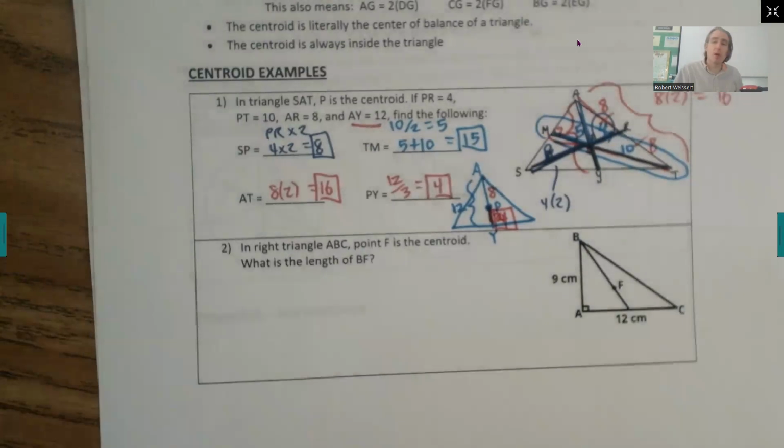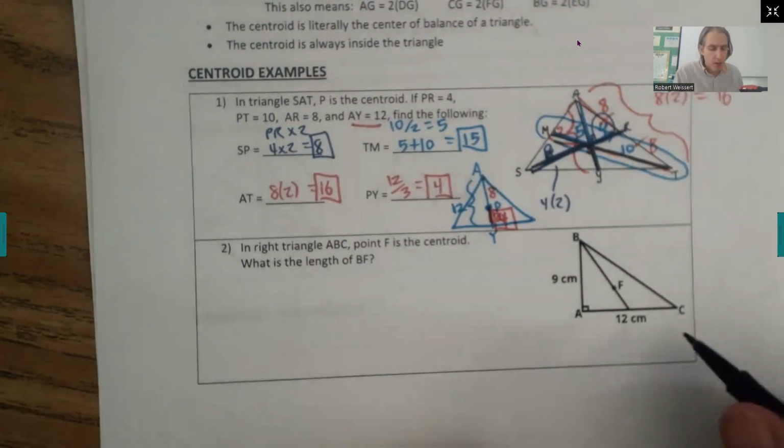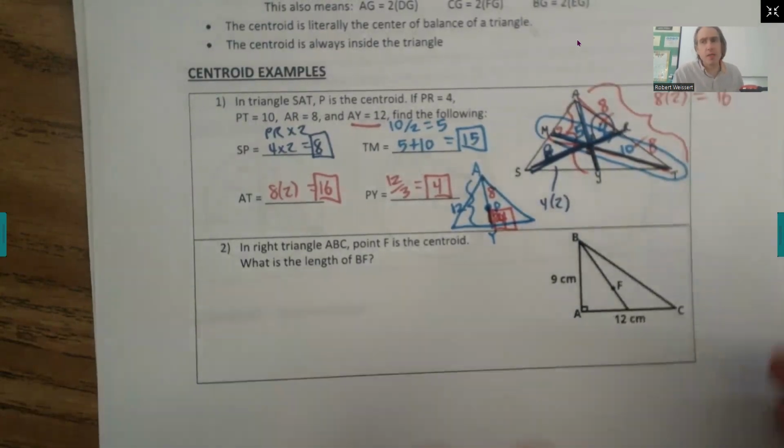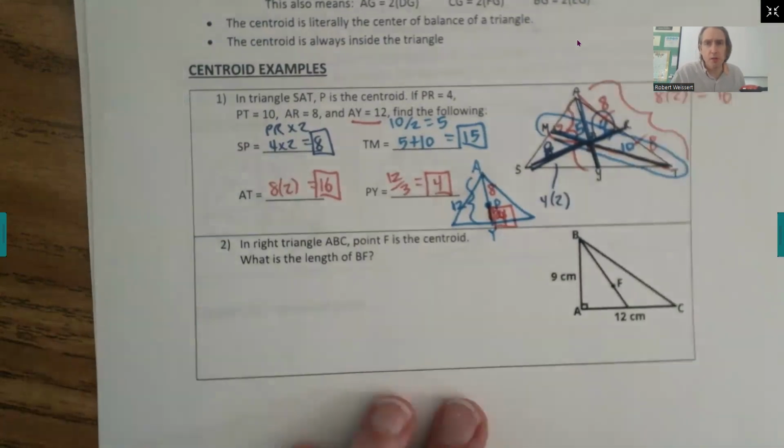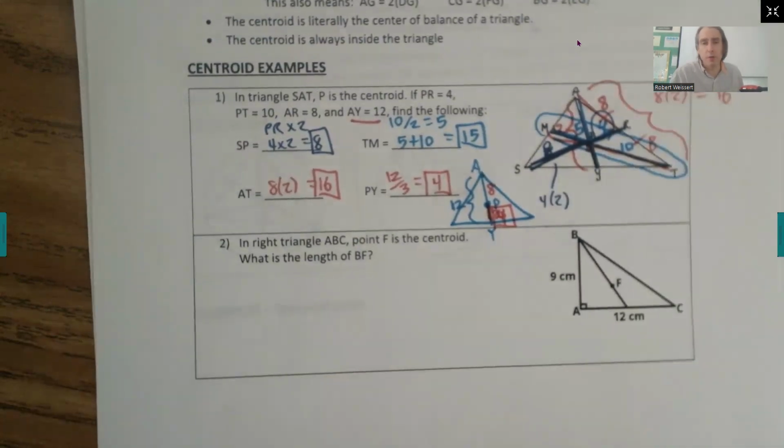Let's look at number 2. Number 2 is a centroid example as well, but it involves a right triangle. So it's going to have a little different approach to this one. This one is going to probably involve Pythagorean theorem. Anytime you have a right angle, that's usually what's going to be involved, or trigonometry.